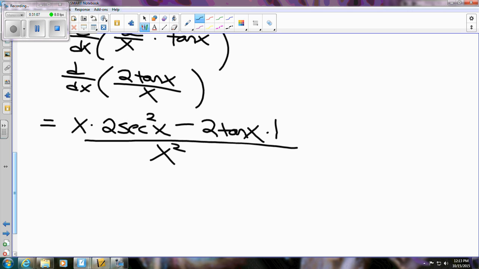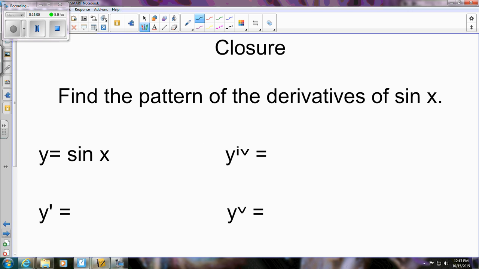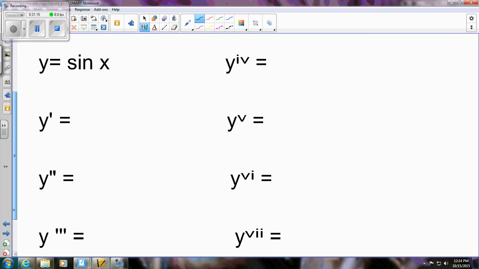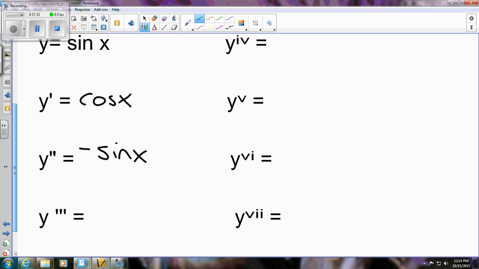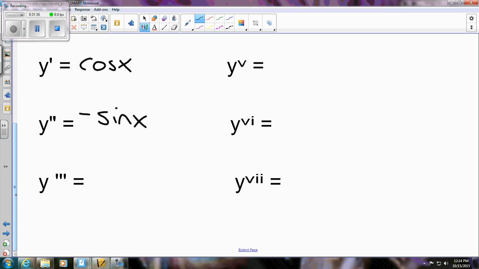I want to show you something that happens when you take derivatives of sine and cosine. We're going to start with sine x. We're going to look for a pattern here. If you have y equals sine x, what would the first derivative be? What's the derivative of sine x? Cosine x. Okay. Now let's get the second derivative, the derivative of cosine x. Negative sine x. Okay, take the derivative of that. Negative cosine x.